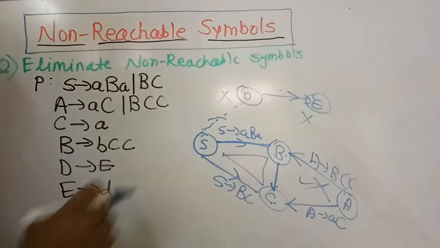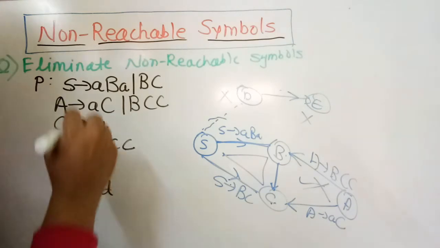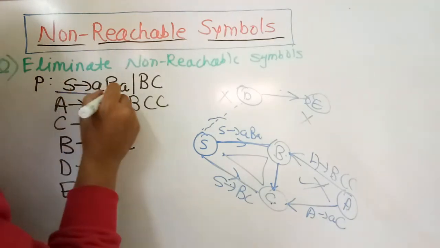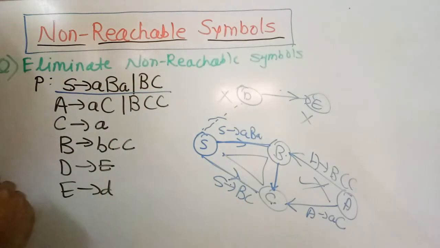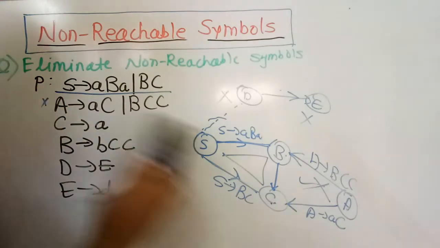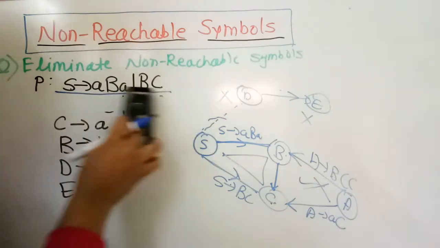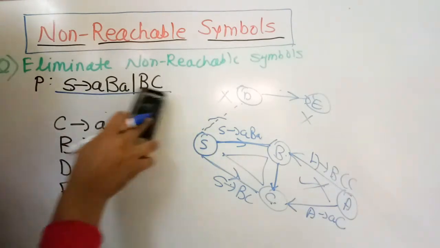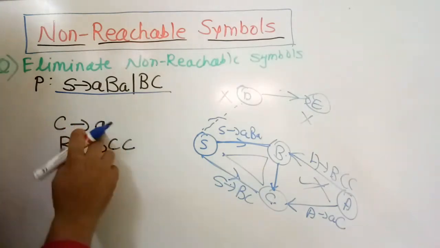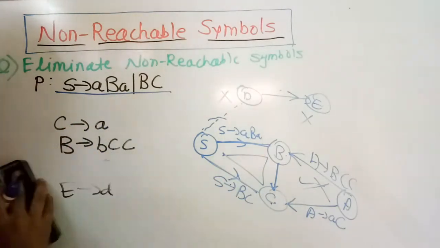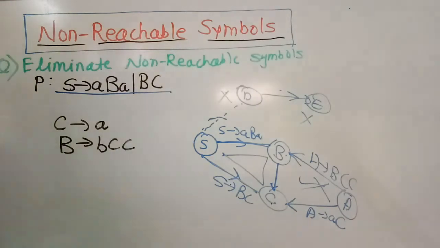So we can write the grammar with the parts that remain. This is the first. We have to discard it. So we will discard it from our grammar because it is non-reachable. Then we have to keep C, B also, but we have to delete this from our grammar. So this is the final solution for eliminating the non-reachable symbol from this grammar.